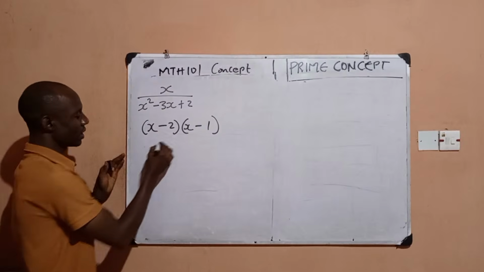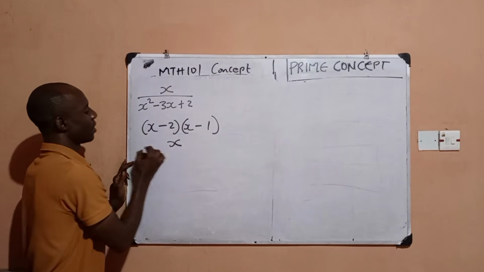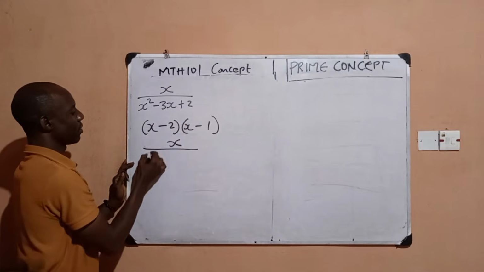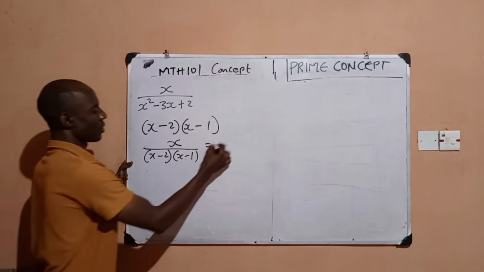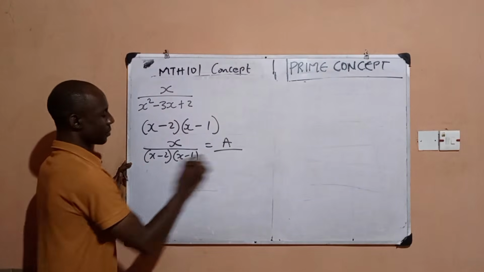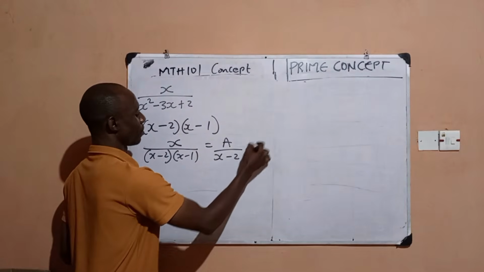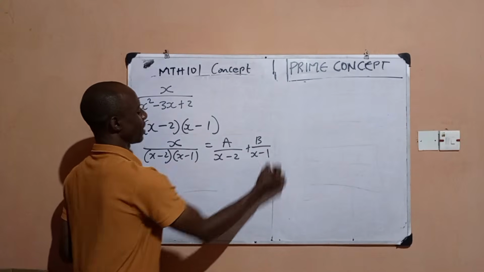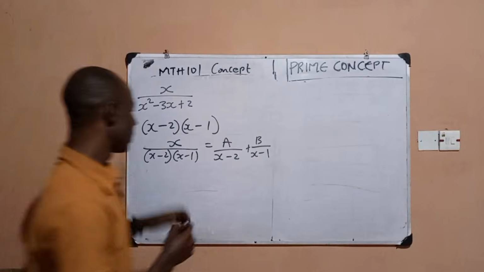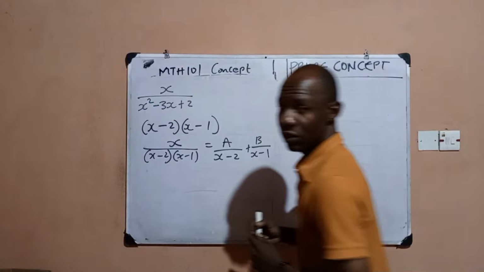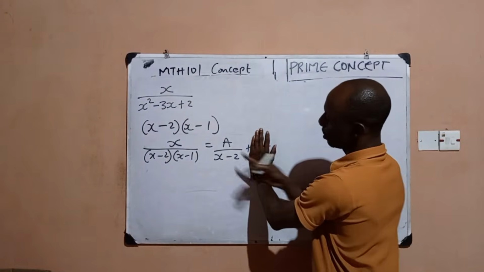So to express x over the denominator, instead of this I will now be using x minus 2 and x minus 1. So I'll say this is A over x minus 2 plus B over x minus 1. So this is what I have. Using the cover-up method, I'm going to cover B. Watch it again, I'm going to cover B to find A.